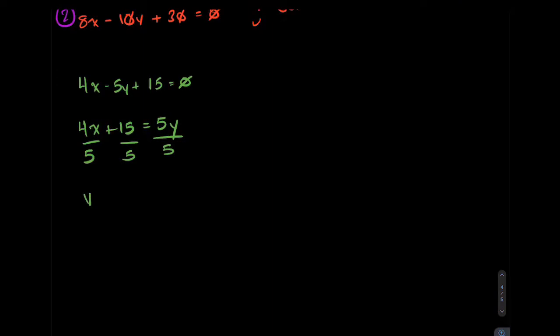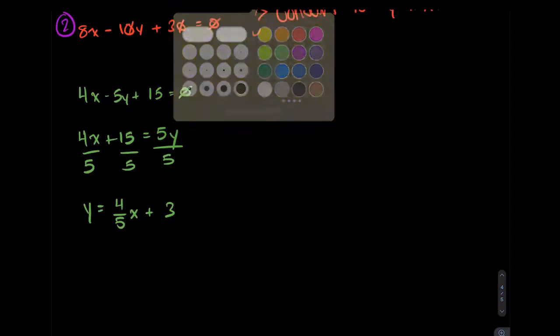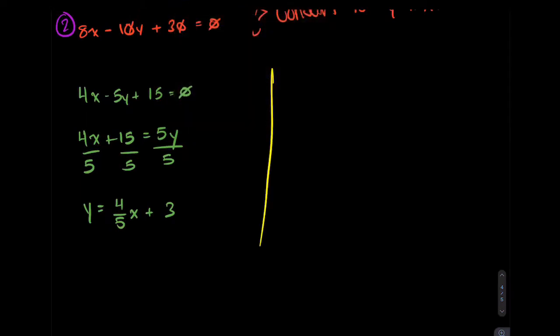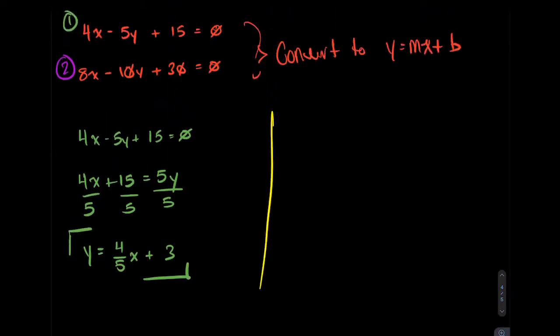So what we have is y. I'm just going to flip this so that my y is on this side. We have y equals 4 over 5x plus 3. So there's our first one. Let's do our second one here. We're going to do it in purple.